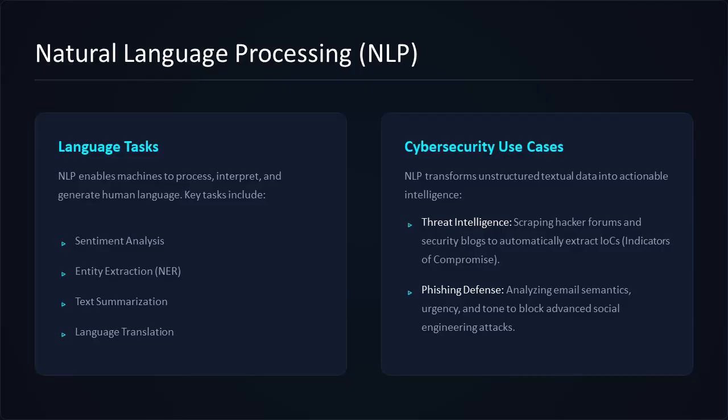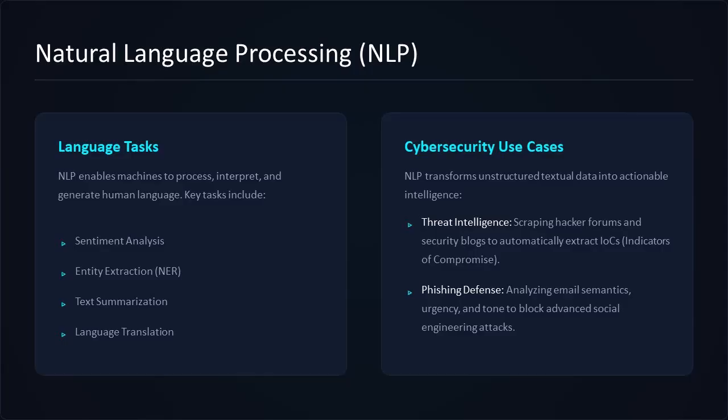Entity extraction, NER. Text summarization. Language translation. Threat intelligence, scraping hacker forums and security blogs to automatically extract IOCs, indicators of compromise. Phishing defense, analyzing email semantics, urgency, and tone to block advanced social engineering attacks.